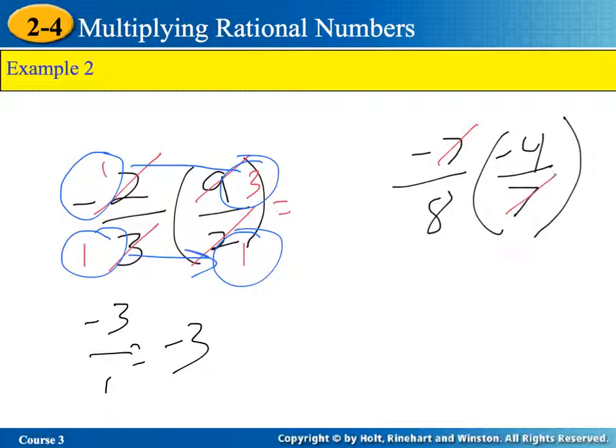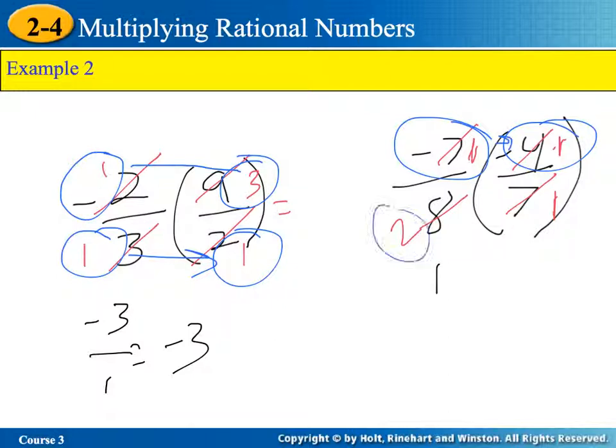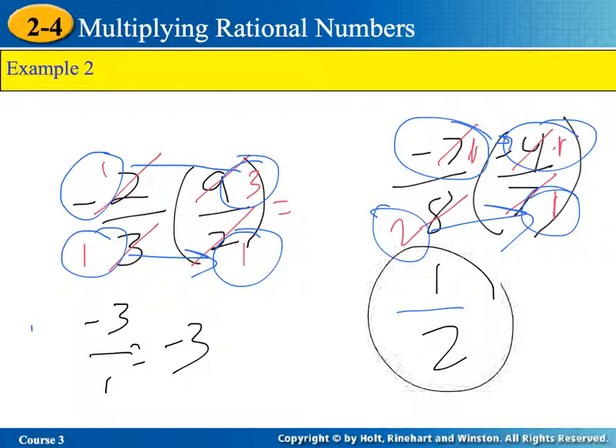Next one, I'm going to simplify again. I can simplify these two 7s into negative 1 and 1, dividing both of them by 7. I can simplify negative 4 and 8. Negative 4 becomes negative 1, silly Mr. Sheeman, and 8 becomes 2. So now I take what I have. Negative 1 times negative 1 is positive 1. 2 times 1, multiplying straight across, is 2. So I have positive 1/2. Don't forget, you took a negative times a negative to get a positive.